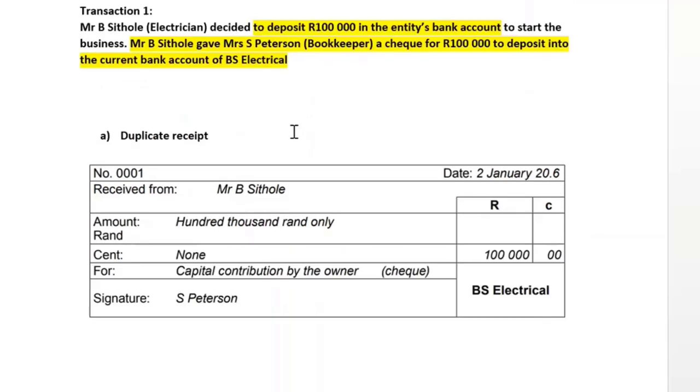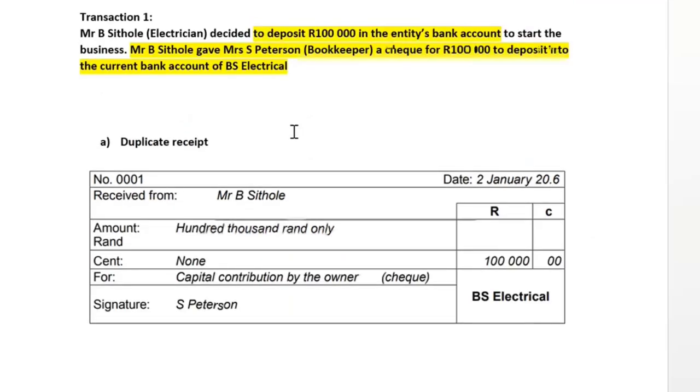Are you with me, guys? So basically, when a business has received money, with a duplicate receipt and a duplicate deposit slip, this will be recorded in a cash book. This will be in the cash receipts journal. So this is now step 3 of the accounting cycle. You need to record your transaction using the source documents in the books of prime entry.